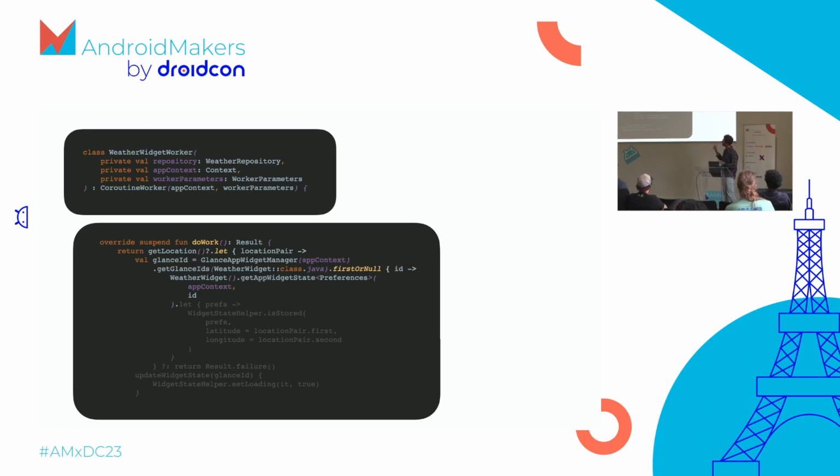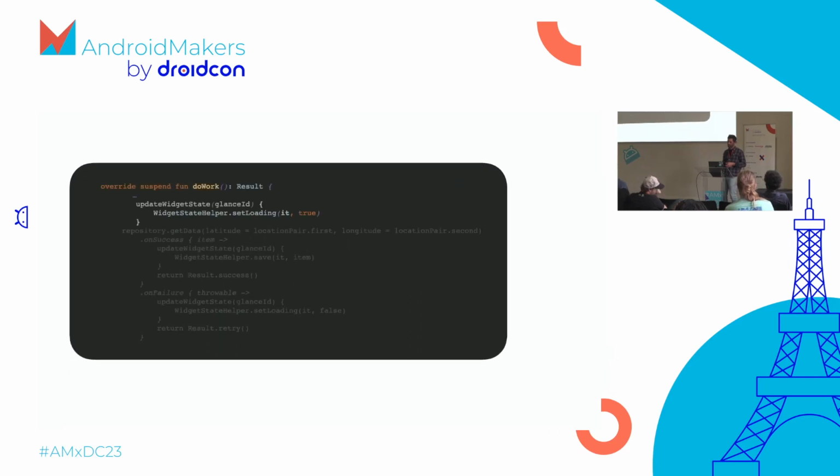So I'm calling here weatherWidget.getAppWidgetState. So I have the state of preferences, and I'm checking if this ID is the same as from the Glance App Widget Manager. With all of this, I have access to my preferences. I have access to my state. I can check if it's stored. I have my latitude and longitude.